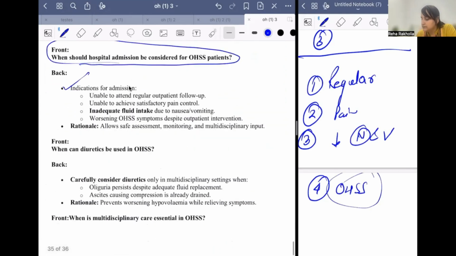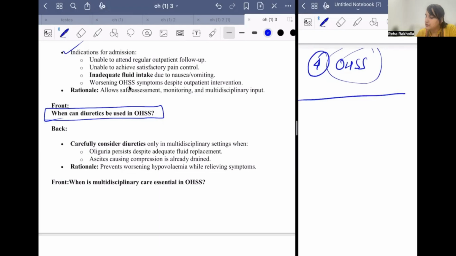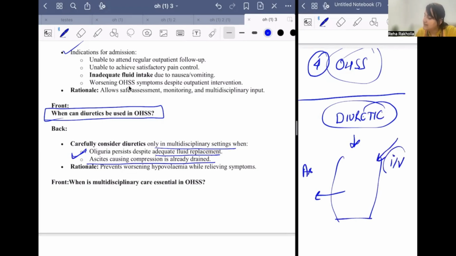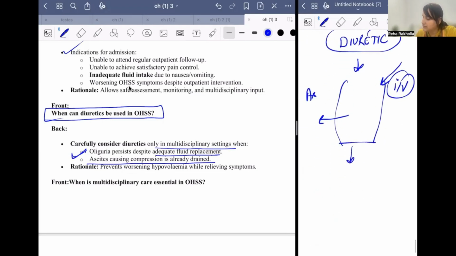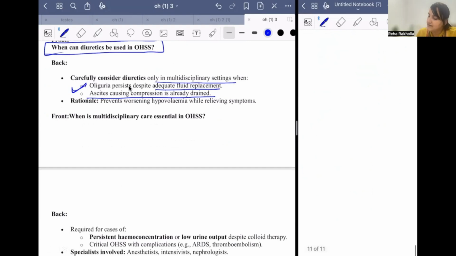When can diuretics be used in OHSS? Again, this question is being repeated. We have to use diuretics carefully. Consider diuretics only when oliguria persists despite adequate fluid replacement and the ascites causing compression is already drained. Again, if ascites is already drained and IV fluid is being maintained, and still there is oliguria or anuria, then we'll have to give diuretics, but in a multidisciplinary setting.